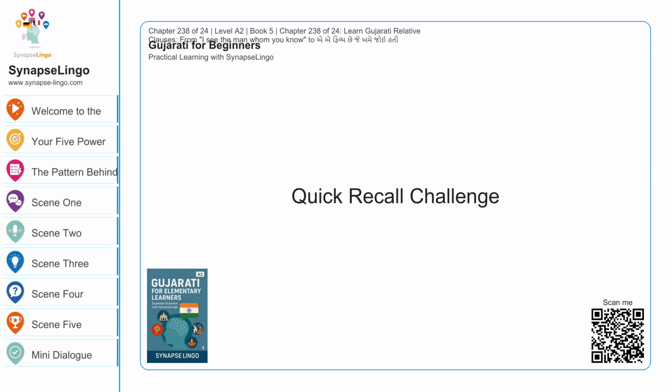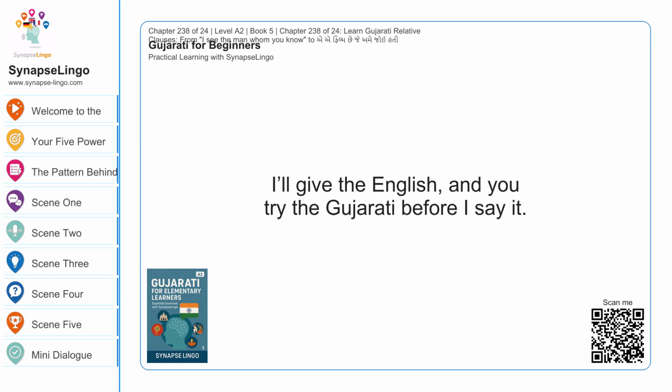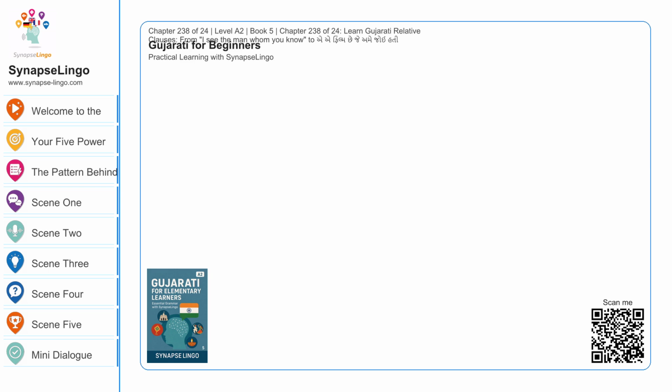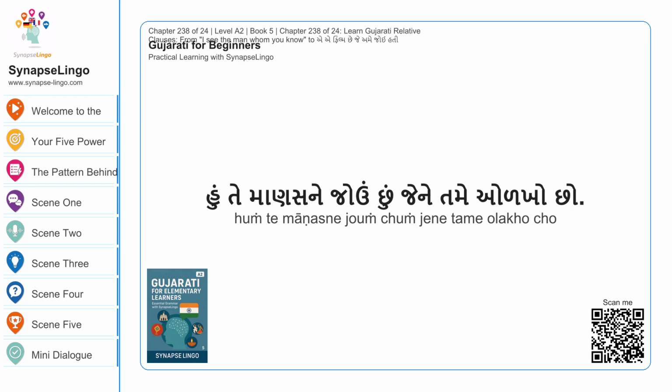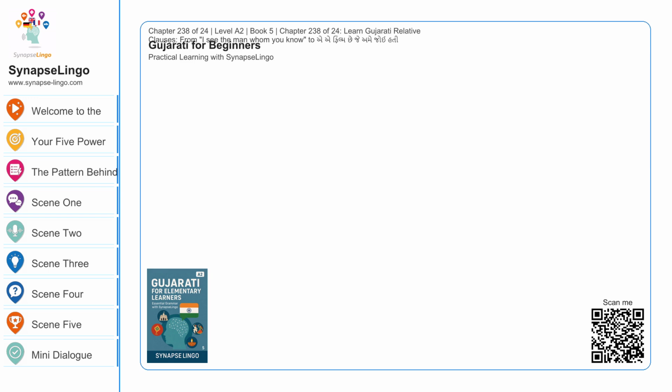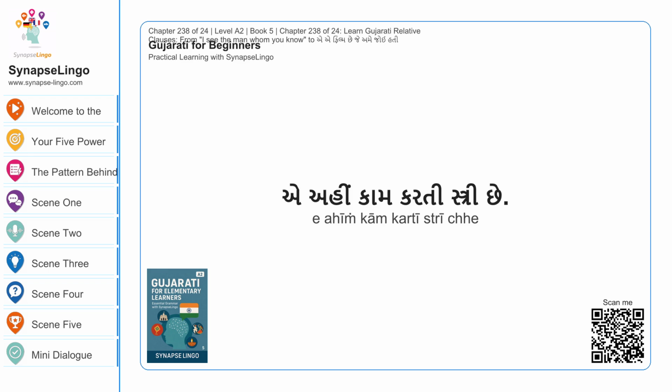Quick recall challenge. Your turn now. I'll give the English, and you try the Gujarati before I say it. I see the man whom you know. હું તે માણસને જોઉં છું જેને તમે ઓળખો છો. That is the woman who works here. એ અહીં કામ કરતી સ્ત્રી છે.